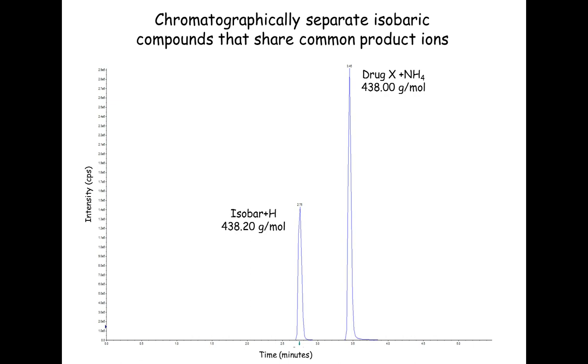So this is just an example here that if you have your drug X, which has a molecular weight of 438 grams per mole, and you have an isobar that has the same molecular weight, then you need to chromatographically separate them before they enter the mass spec. And compounds that share common product ions too need to be separated.